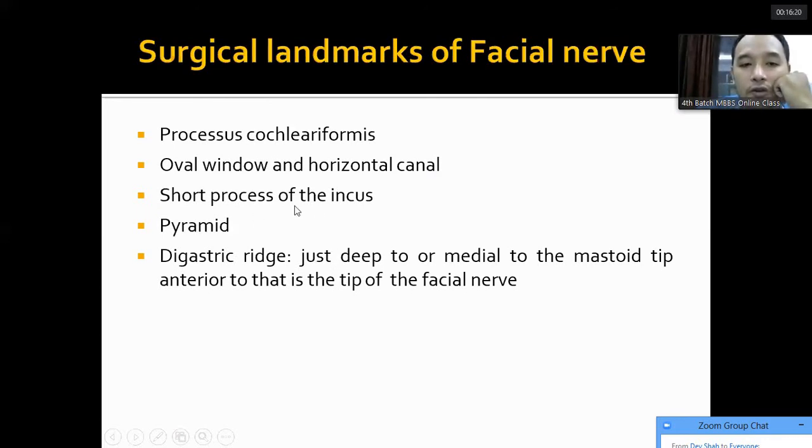And also the short process of the incus. The facial nerve is deep to the short process of the incus, which is housed in the fossa incudis in the posterior wall of the middle ear cavity.